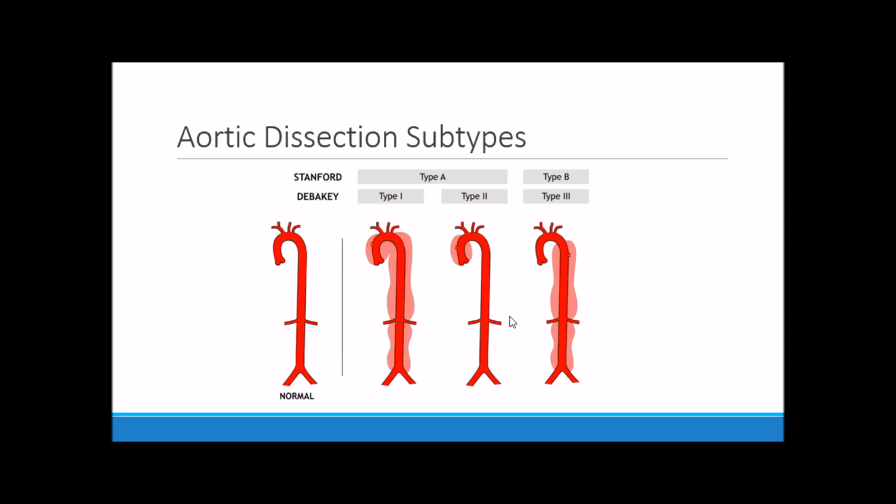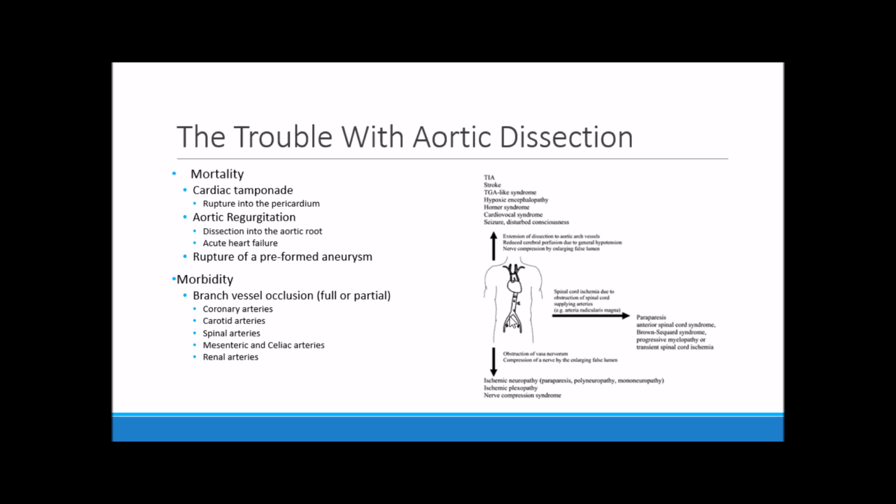Now this is the classification scheme. I find it most clinically useful for me, because I do EM and IM, to think Stanford, okay? Because the treatment for type A and type B are very different. If you're a vascular surgeon, okay, you will think about it in terms of DeBakey, type 1, type 2, and type 3, because it really bears on your surgical approach. But to be simple, if it involves the ascending aorta, it's a Stanford A. If it involves the descending aorta, it's Stanford B, okay?